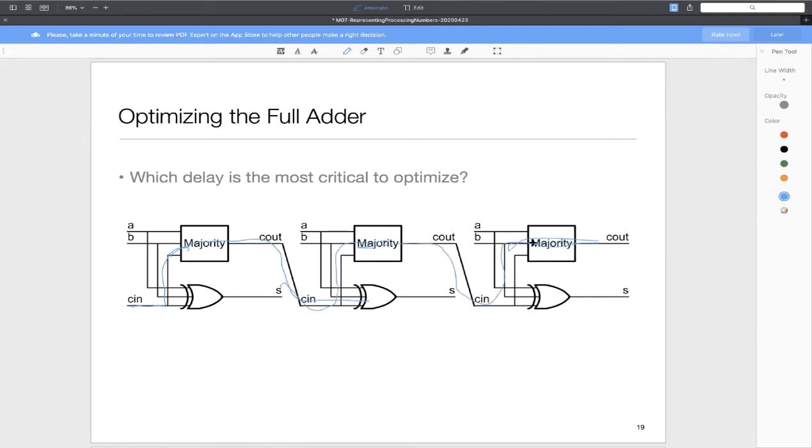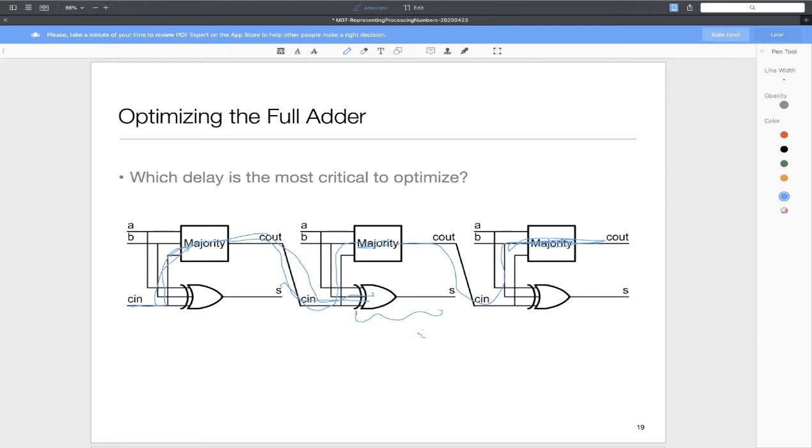Okay. So that's how the carry is rippling through. I really don't care about the delay out here because this can still happen, the sum, I mean. So really, it's this chain that I'm worried about. So this majority circuit is kind of the culprit.